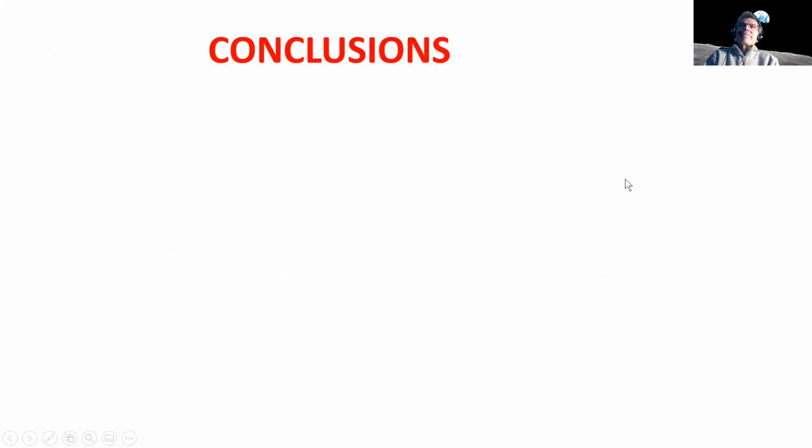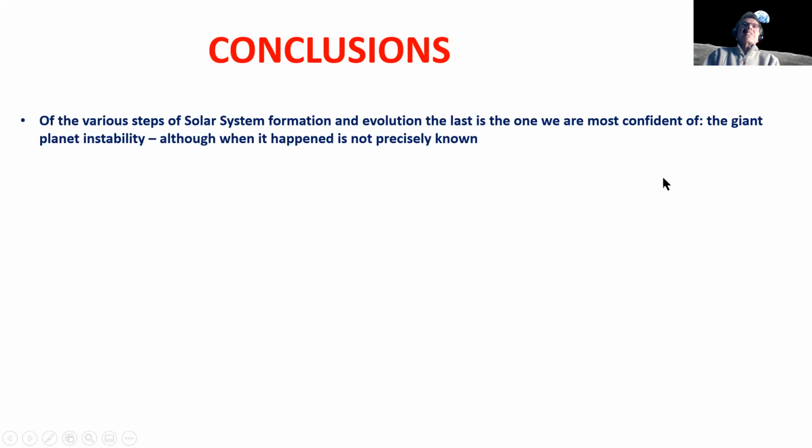So in conclusion, now we come to the end of these two long parts of this lecture. Of the various steps of solar system formation and evolution, as you have understood, the last one is the one we are most confident of. It's the one related to the giant planet instability. Why is that? Not because people who study the giant planet instabilities are better than the other planetary scientists. It's because it's the last step.